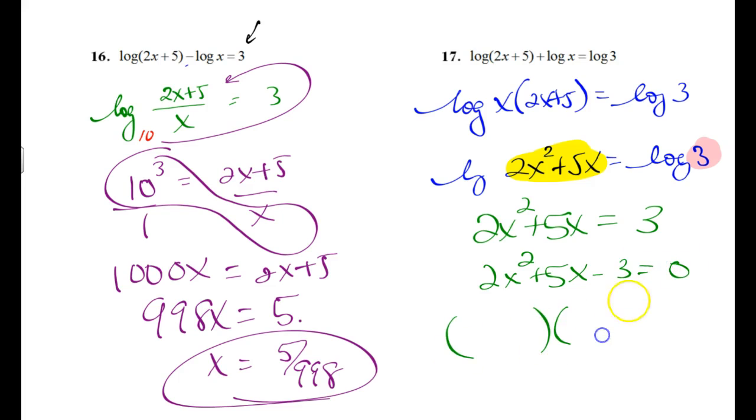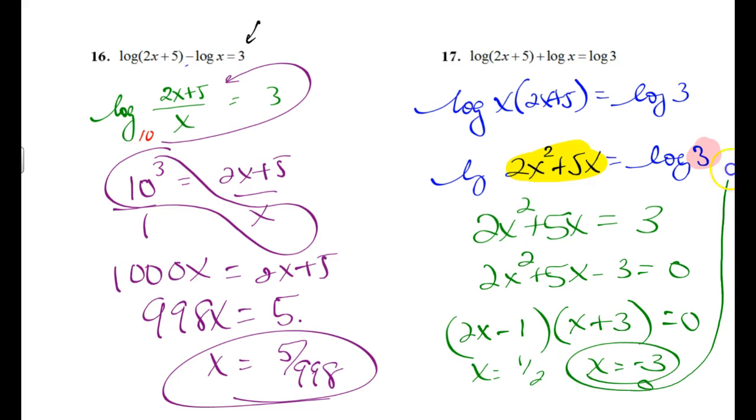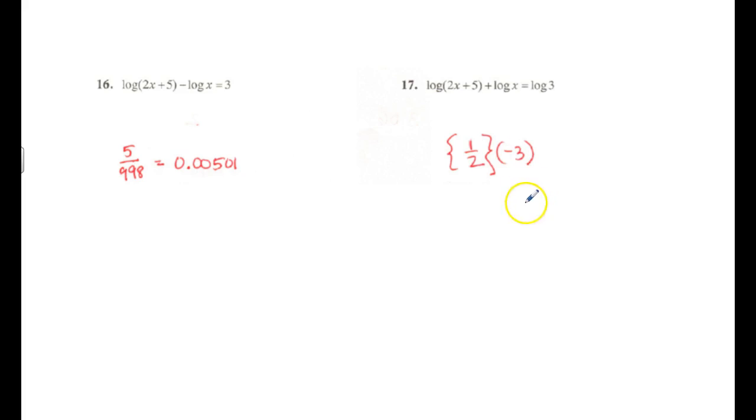I'm going to find factors again, which I know is not your favorite topic, but just keep guessing and checking and make sure you FOIL this back together to check this. So here I get x equals 1/2 and x equals -3, and then I want to check that -3. I don't think I can accept the -3 because that's the log of -3, so that would be an extraneous solution. So the only solution here is 1/2.